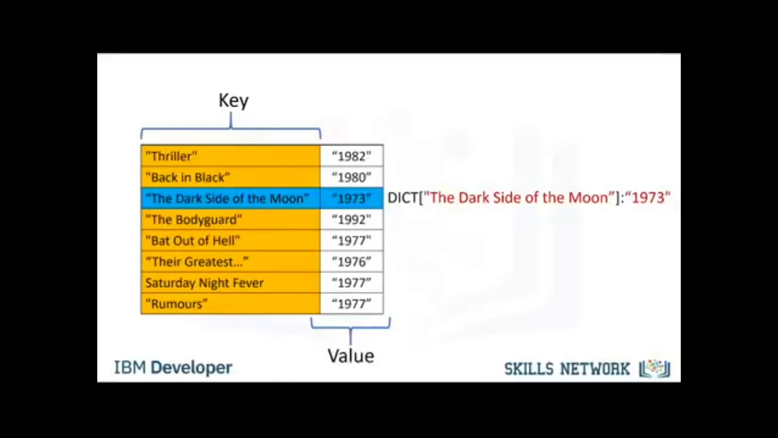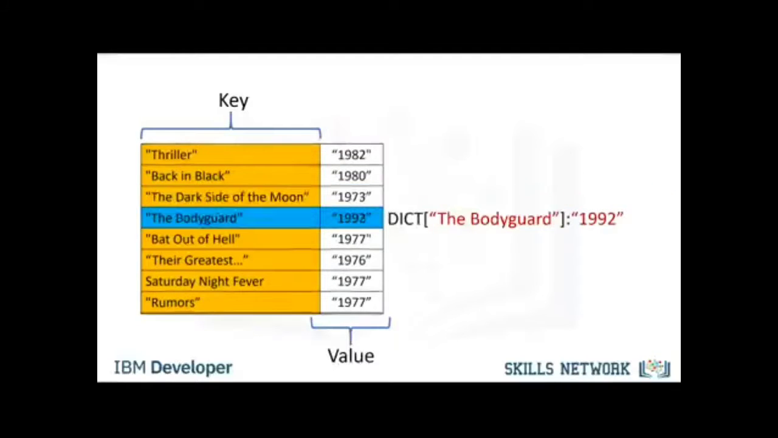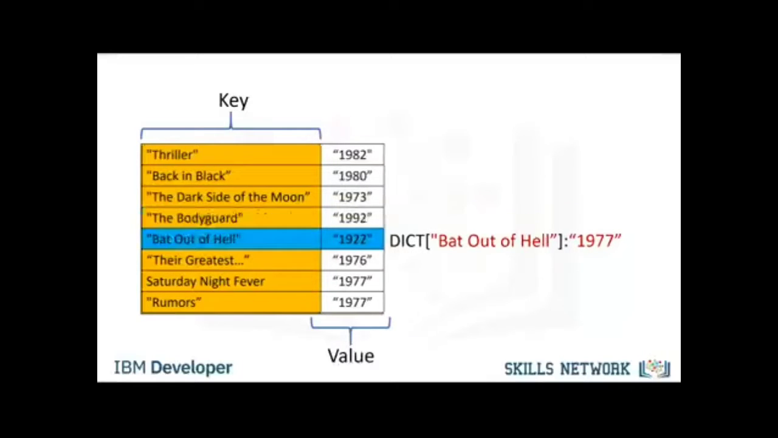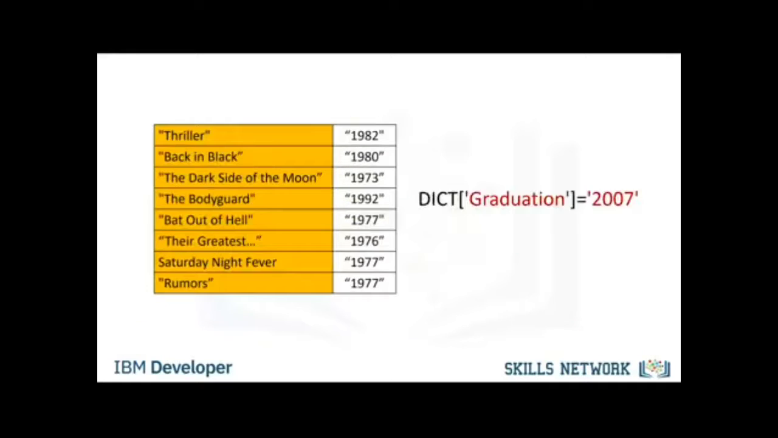The key The Dark Side of the Moon gives us the value of 1973. Using the key The Bodyguard gives us the value 1992, and so on. We can add a new entry to the dictionary as follows. This will add the value 2007 with a new key called Graduation.